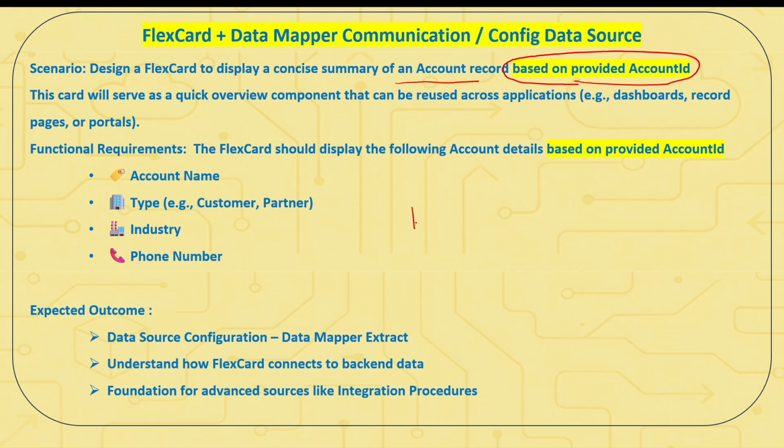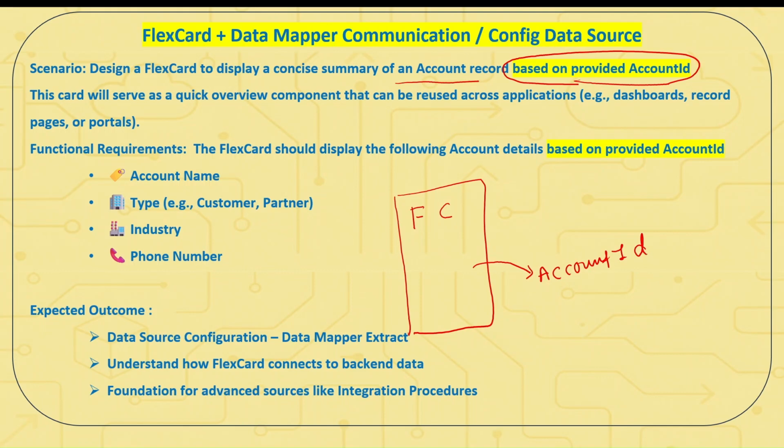Okay, so suppose this is our FlexCard, and this FlexCard has some data source, which means it will pass some account ID. At this moment, don't think about where we will get the account ID. Let's assume FlexCard will pass some account ID to one of the data sources. Here we are taking data mapper turbo extract. Then this data mapper will fetch some records, maybe one record or multiple records based on the requirement. Here we need to fetch only one account because we have one account ID. After fetching account details, return it to the FlexCard.